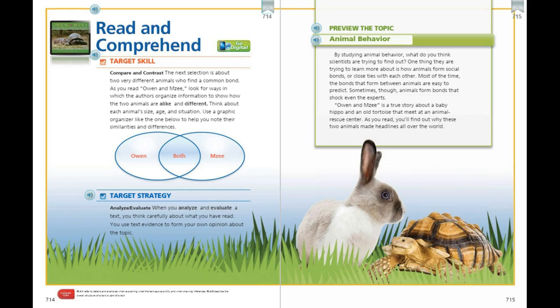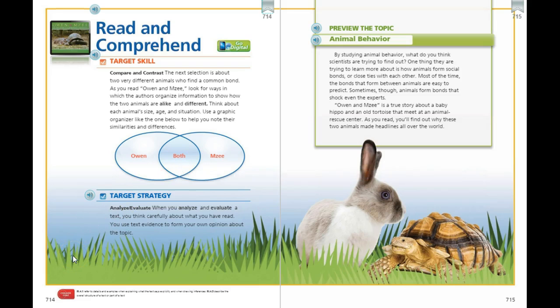For example, two animals might be alike in that they both sleep in trees, but one may fly when it's active and the other may just prowl on the ground. Those are things that you can put into this Venn diagram. You would put things that are special about one animal at the far left, so Owen on this side, things that are special about the other animal, Mazzei, and then the things that apply to both of them are where the circles overlap in the middle. Recording this information can help you identify what is the same and what is different about the two animals, as well as what they have in common.